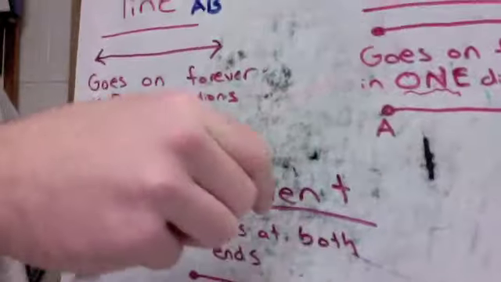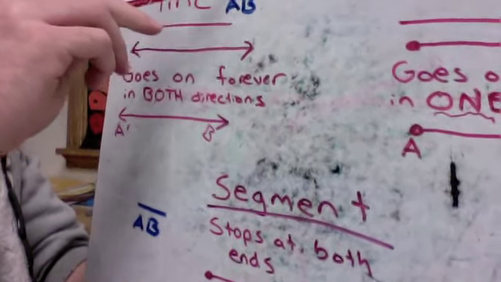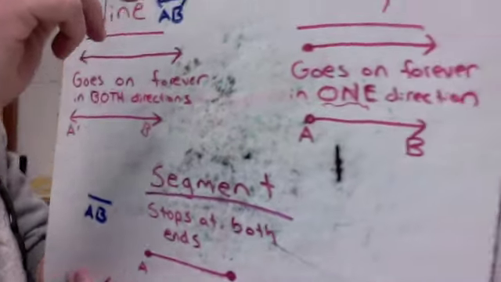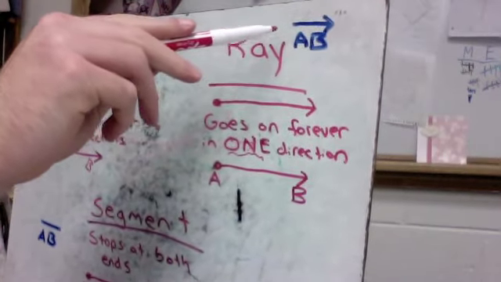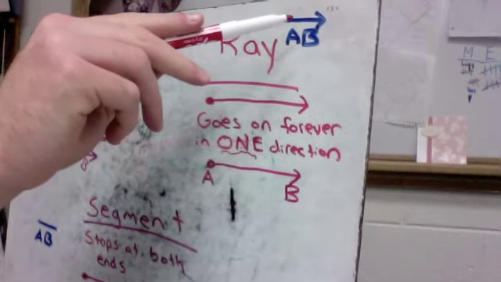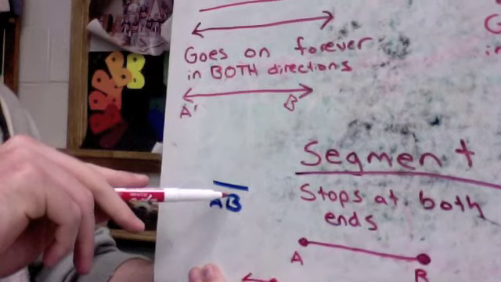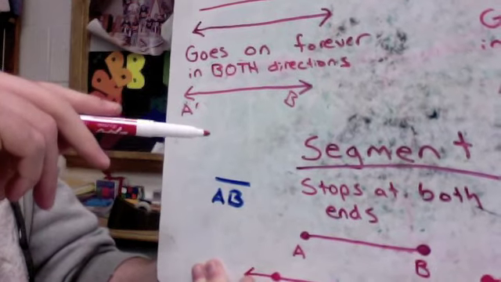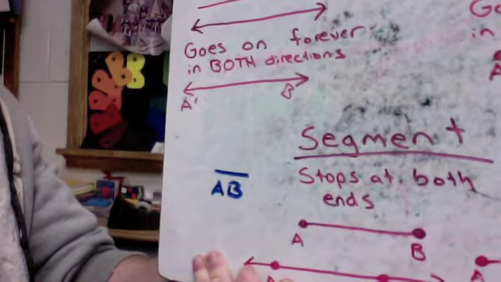So just to review real quick, a line, here's the little symbol for it. It's just going to go on forever in both directions. A ray, here's the little symbol for this. It's just going to go on forever in one direction. And a segment, here's the symbol for this, and it's not going to go on in either direction. It's going to stop in both directions.